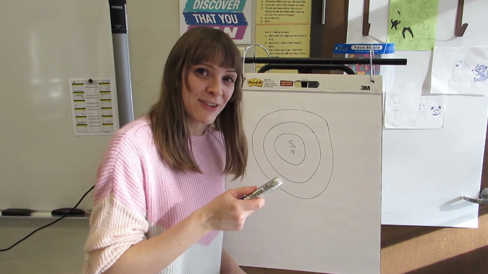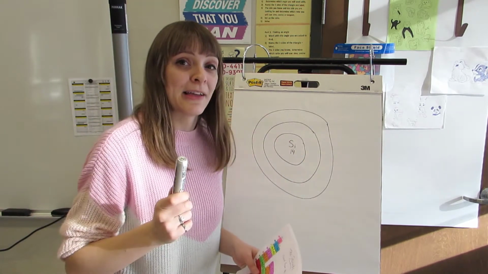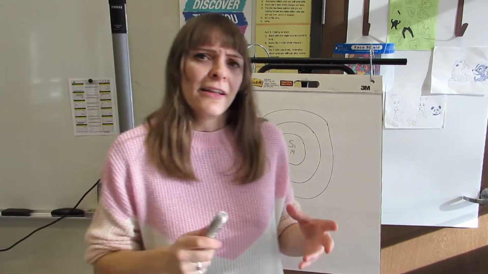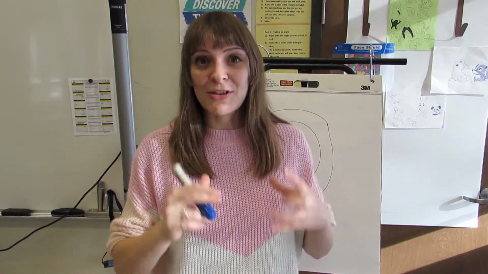Now it's time to draw in my electrons. Oh, but wait, there are rules. There are rules to apply. Each ring can only hold so many electrons. So how many electrons can be held on the first ring? Well, the answer to that is just 2.